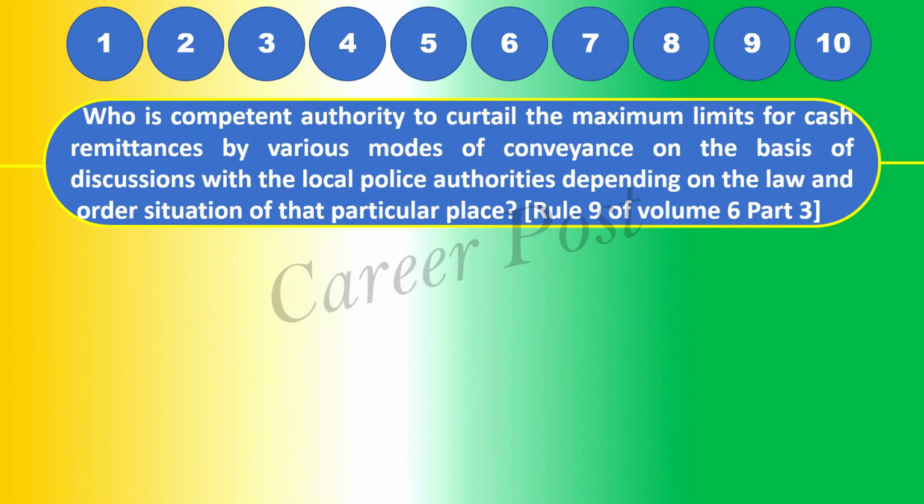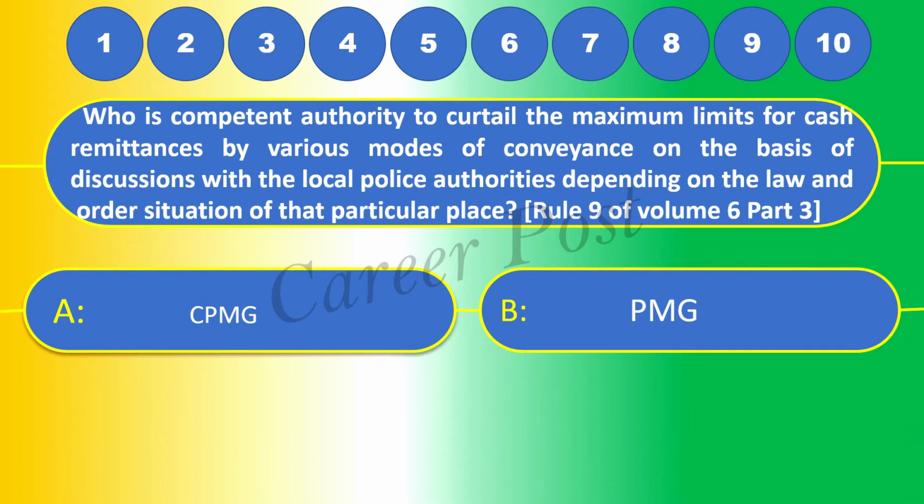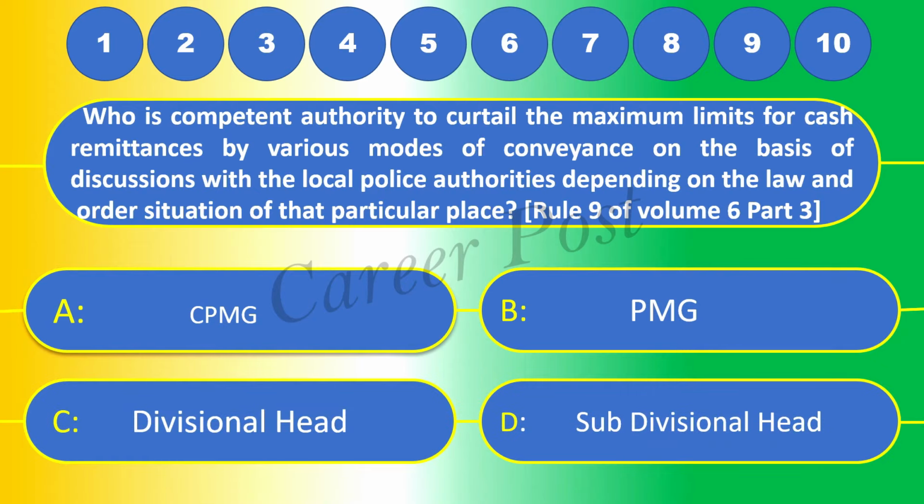Next question. Who is the competent authority to curtail the maximum limit for cash remittances by various modes of conveyance on the basis of discussions with the local police authorities, depending on the law and order situation of that particular place? Rule 9 of Volume 6 Part 3. A. CPMG. B. PMG. C. Divisional head, that is SP or SSP. D. Subdivisional head, that is Inspector or ASP.